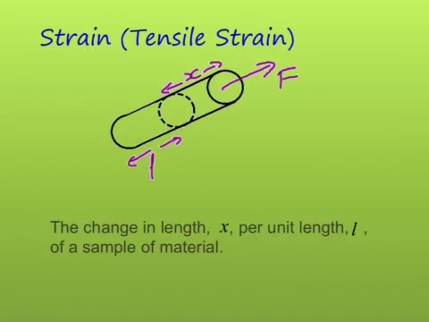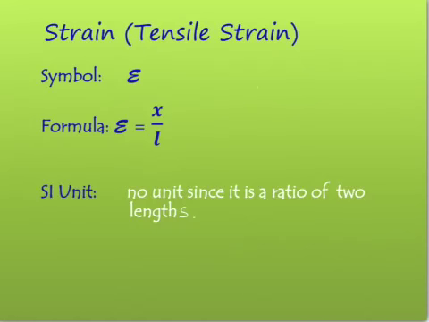Strain, tensile strain. This is a piece of wire. Its original length is here, L. And under the action of this force, F, it is extended by this much. So x is the extension. It says here the change in length, x, per unit length, L, which is the original length, of a sample of material.